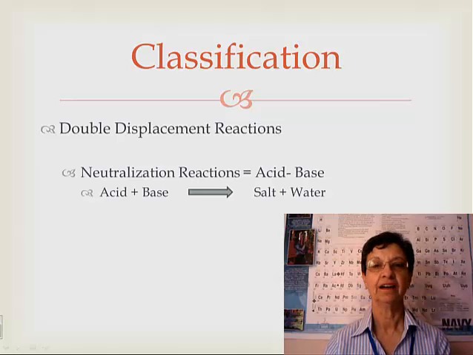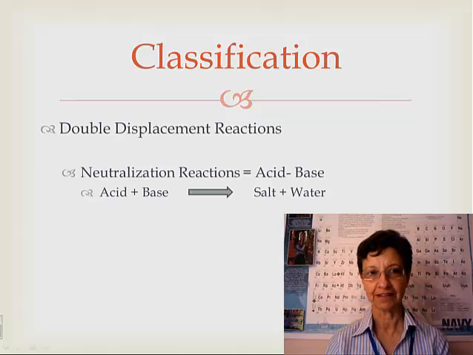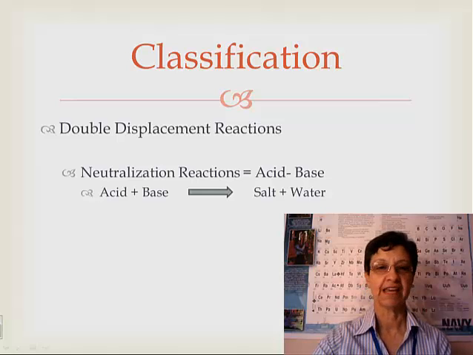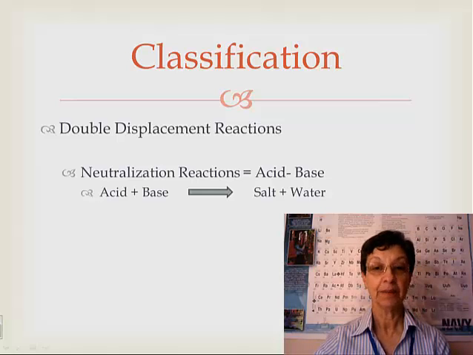All right, so you already know how to classify reactions. You have already done a lot of practice problems, and you have classified reactions into 5 basic groups. One of the 5 basic groups is double displacement reactions. Double displacement reactions can be of several types. One of the types is a neutralization reaction, also called acid-base reaction. Why? Because we take an acid and a base and we form a salt and water.